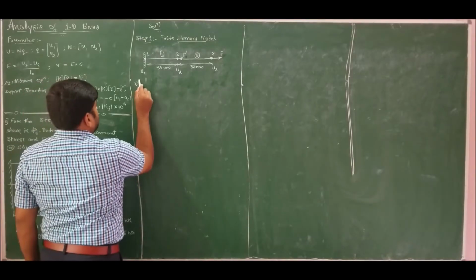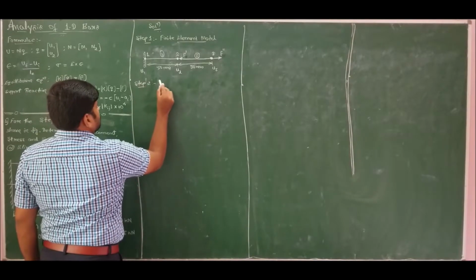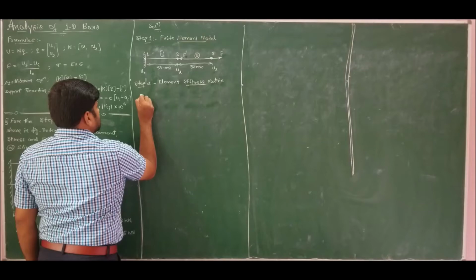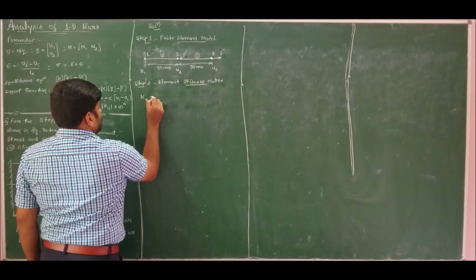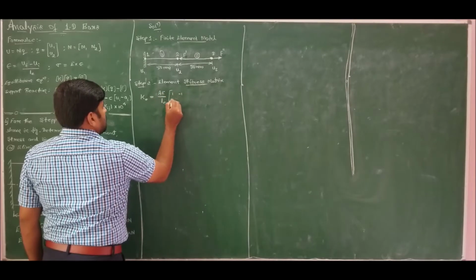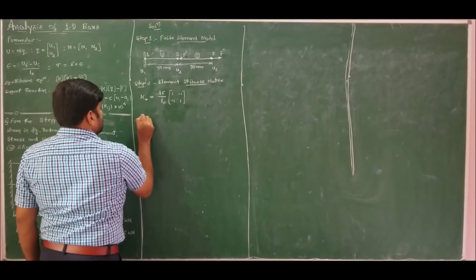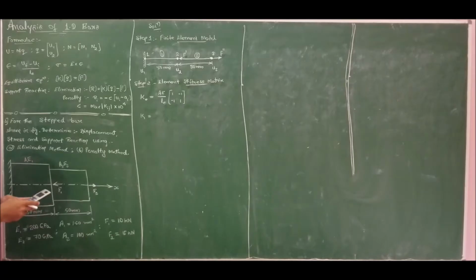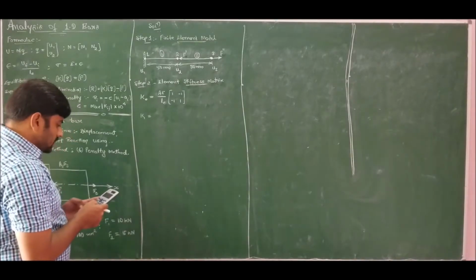Next, moving ahead to step 2. Step 2 is to find the element stiffness matrix. We have already derived the expression for the element stiffness matrix, which is given by AE by L times the matrix [1, -1; -1, 1]. For element 1, the cross section area is 150 millimeters square, Young's modulus is 200 GPa, so I take 200 into 10 to the power of 3 megapascals, divided by length 50 mm. So I get the answer as 6 lakhs.